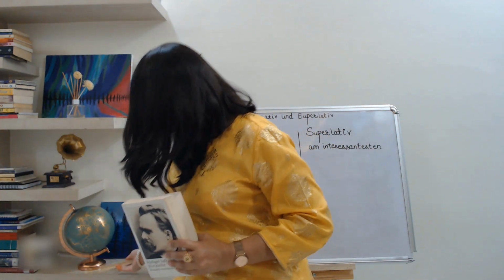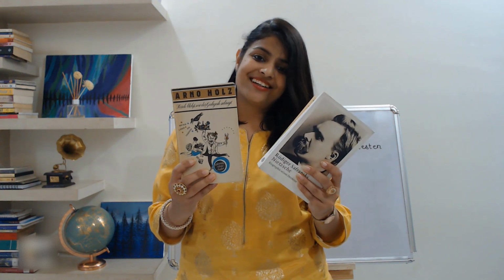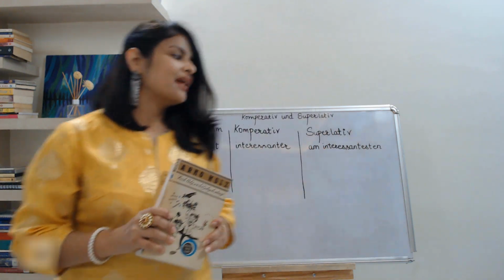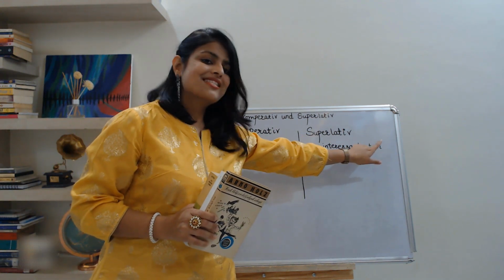Then now comes the superlative. For example, das Buch ist am interessantesten von allen. Means this book is the most interesting from all others. Yeah, among others you can say. So here this is the superlative, am interessantesten.